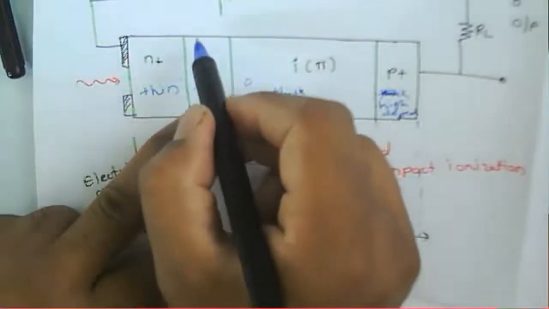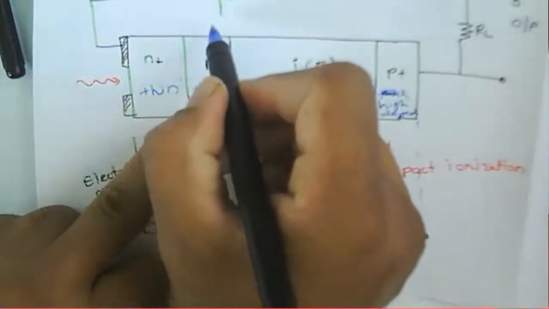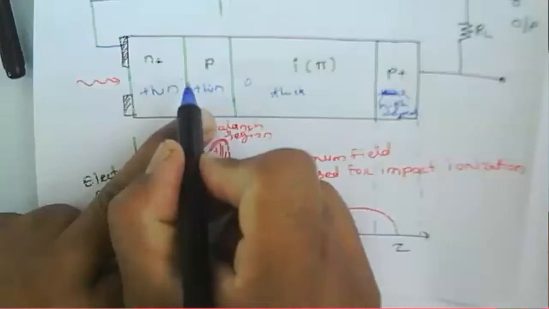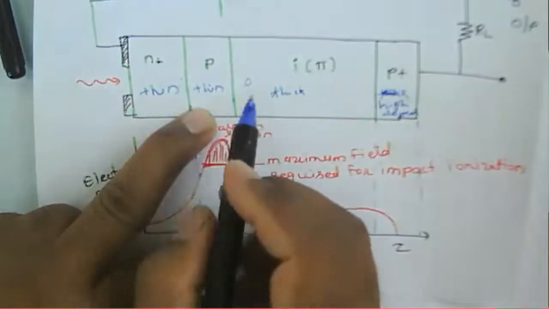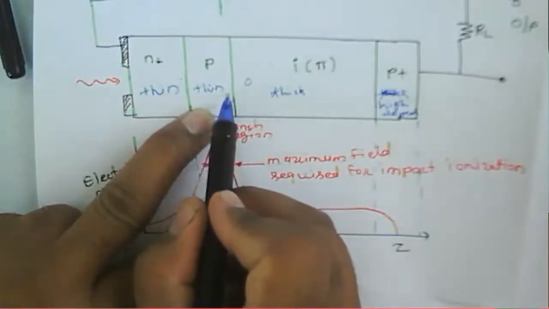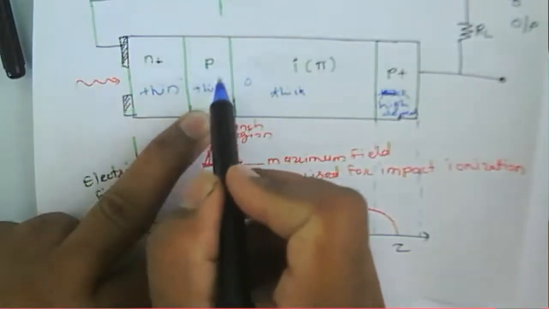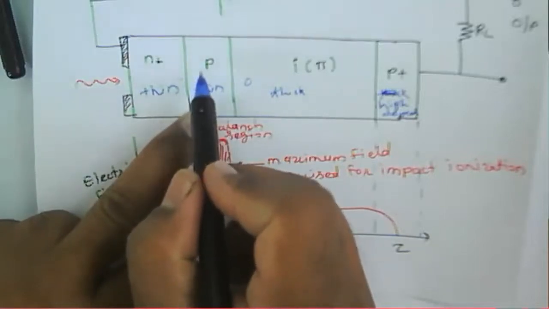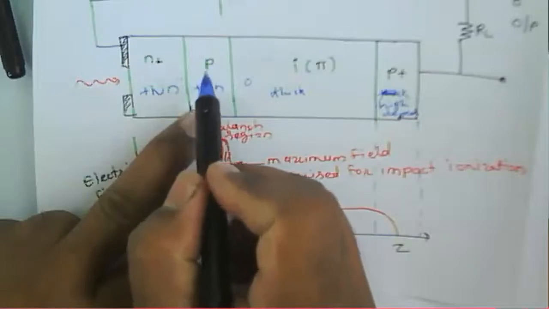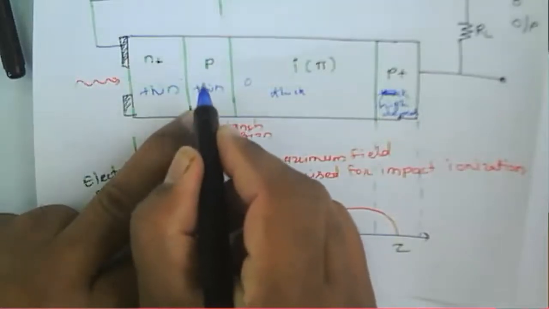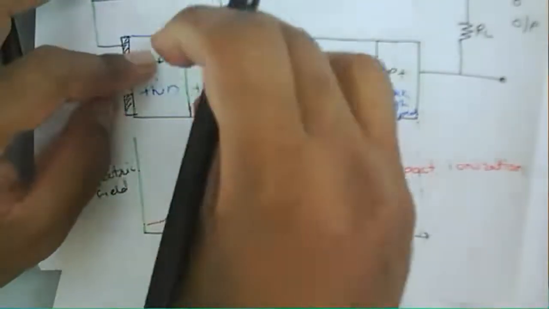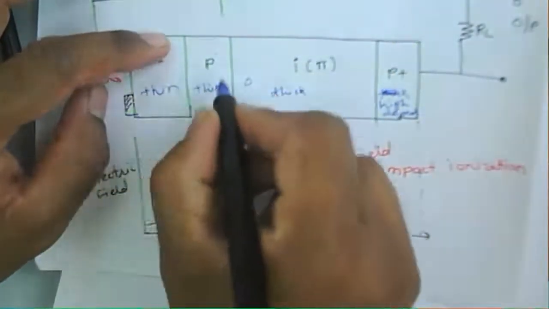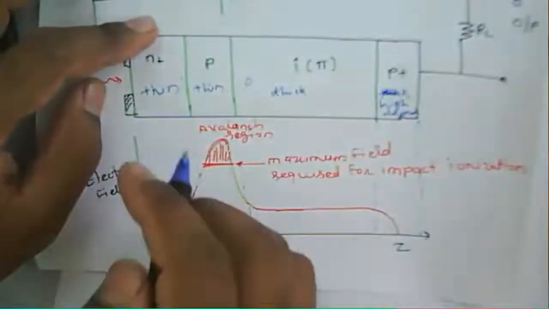That current depends upon the multiple EHPs, multiple electron and hole pairs. So that's why the current will be of a multiple nature of these electron and hole pairs. Because multiple current generation takes place in this region, that process is called the internal gain mechanism of this particular avalanche photodiode.